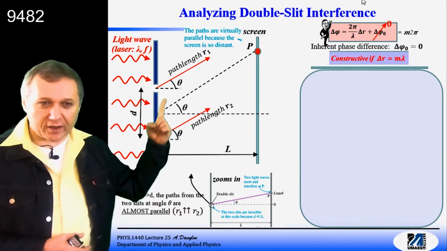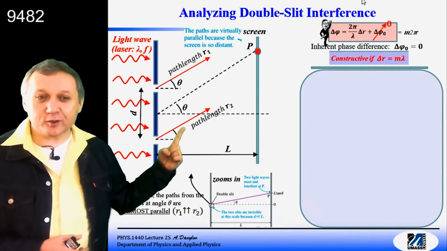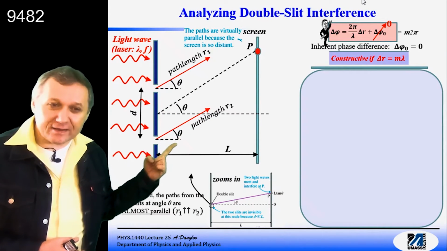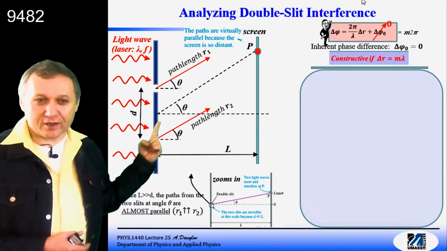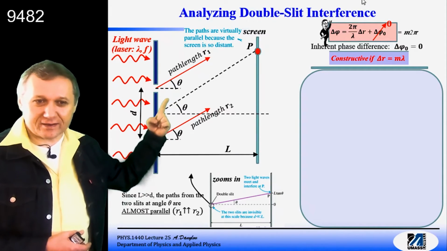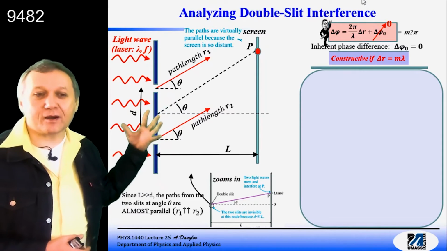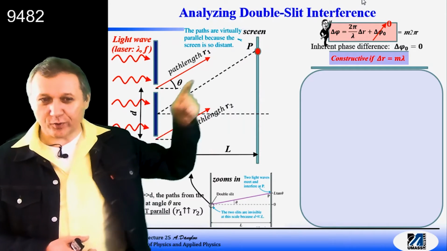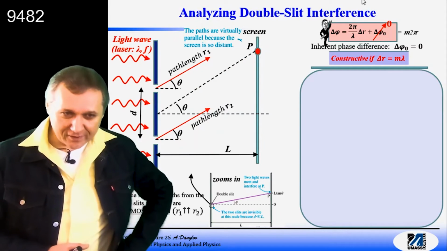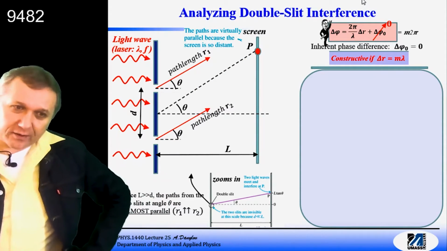Okay, so that's why I drew R1 parallel to R2. And as a result, this angle equals this angle and equals that angle, because these three lines, this dash line and this, are parallel to each other, pointing to the point P, right? Make sense?